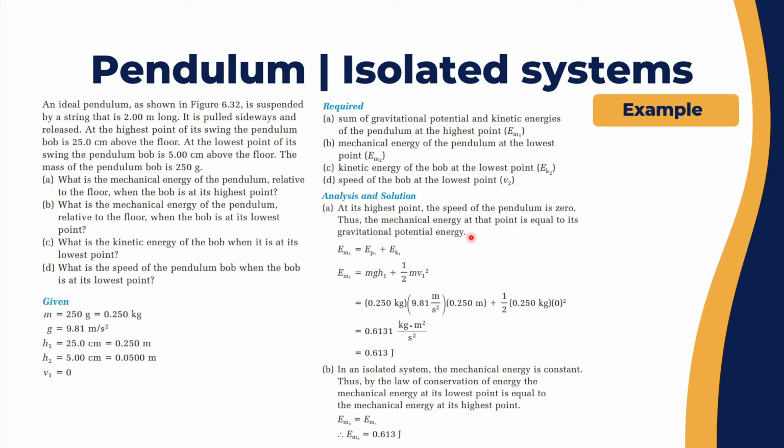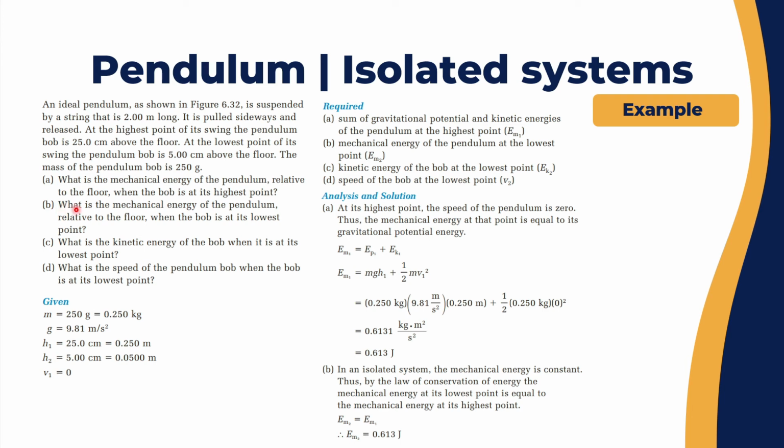So at the highest point, the speed of the pendulum would be 0, as you know. The mechanical energy at that point is equal to the gravitational potential energy. So E mechanical 1 would equal E potential 1 plus E kinetic 1. Translating this into parameters, that would be mass times gravitational acceleration times h1, plus EK1 would be 1 over 2 mass times v1 squared. That would be 0.25 times 9.81 times 0.25 plus 1 over 2 times 0.25 times 0. And the mechanical energy at position 1 would be 0.613 joules.